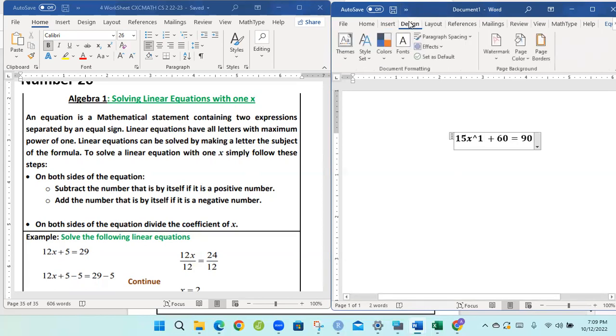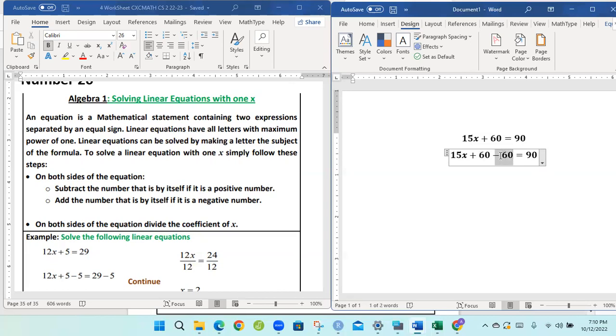And we want to solve for x, so we simply subtract the number that is by itself because it is adding. This is a plus 60, so we have to subtract 60 on both sides of the equation. The golden rule of solving linear equations: what you do on the left side, you must repeat on the right side. Whatever you do on the right side, you have to repeat on the left side.